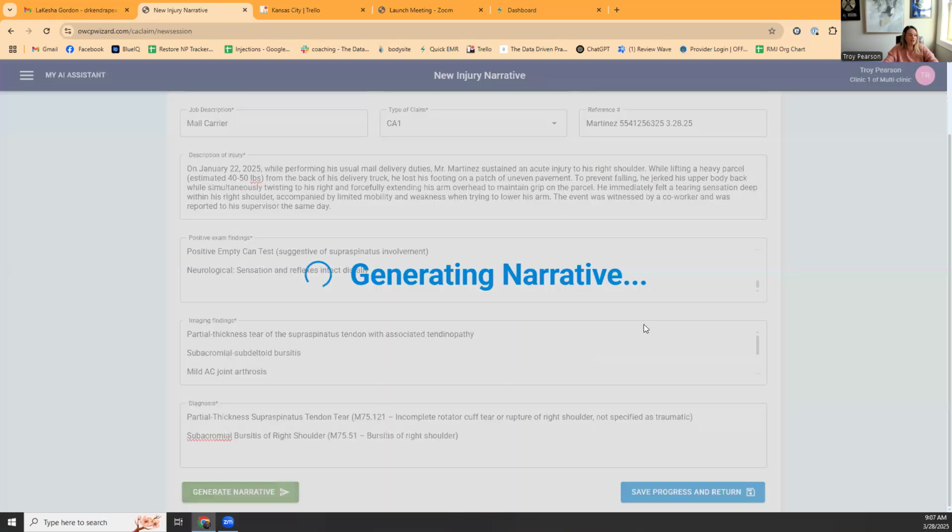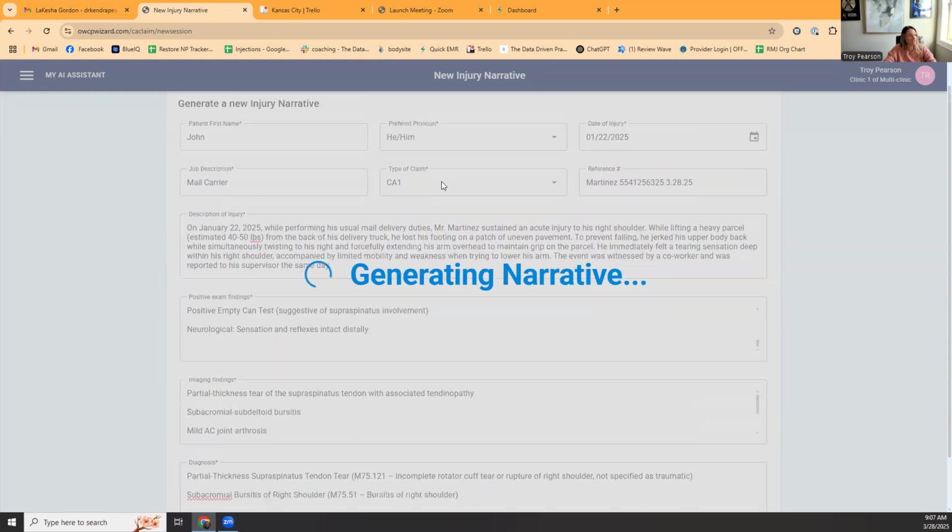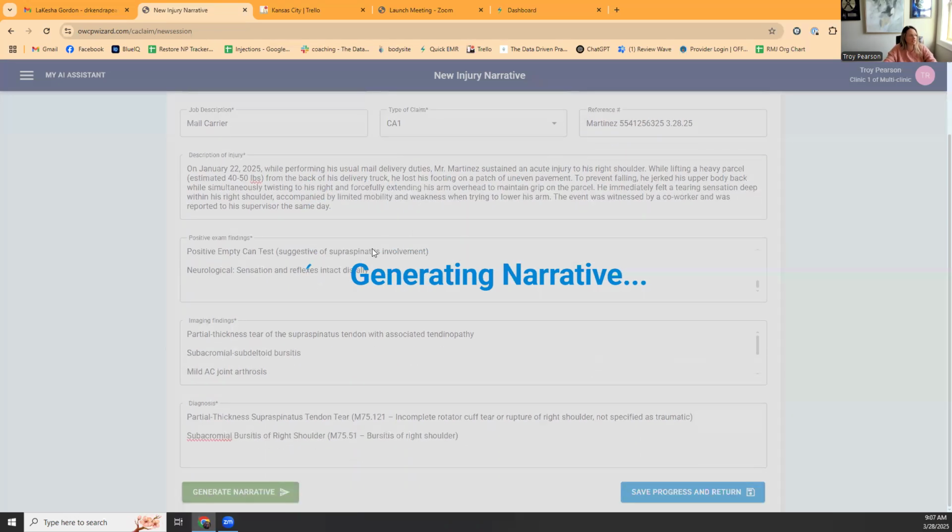And we're just going to hit generate narrative. So this is really simple. You just put your patient information here. What happened to this poor patient? What exam findings do you have? Imaging findings, and what are your diagnoses? And then you're going to hit generate narrative.